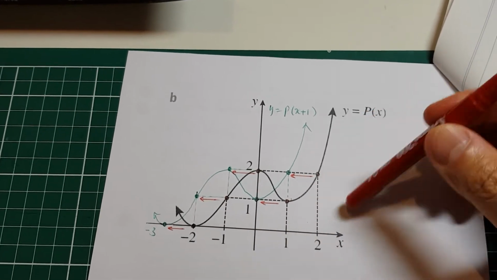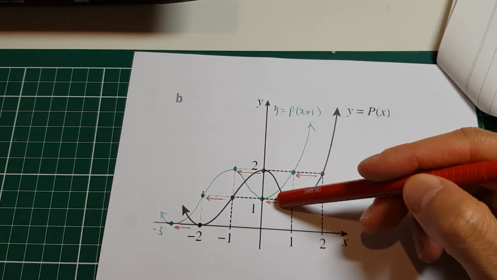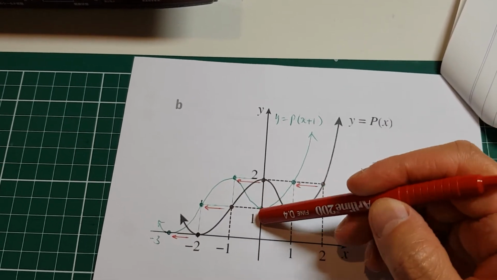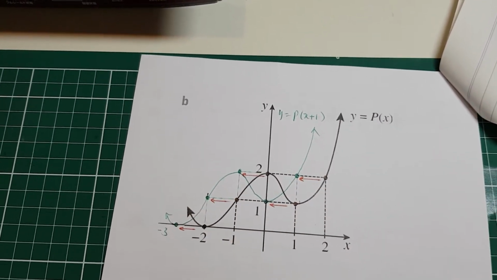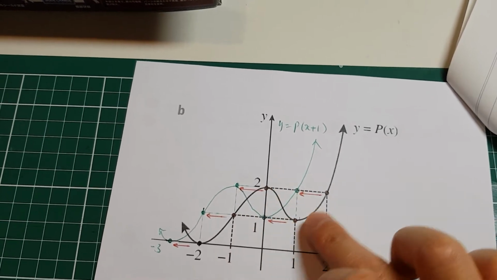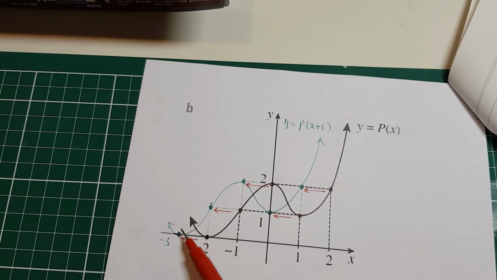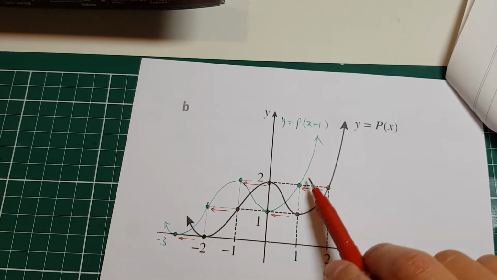All you got to do then is now move that one to the left by 1 unit, move that one to the left by 1 unit, and so on. Then you can generate all these green points, okay, by moving each of these 5 points to the left by 1 unit. Then all you got to do is connect all these.